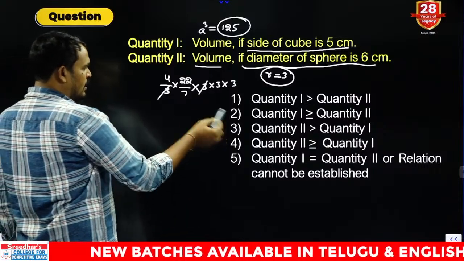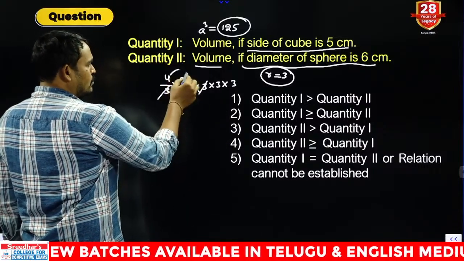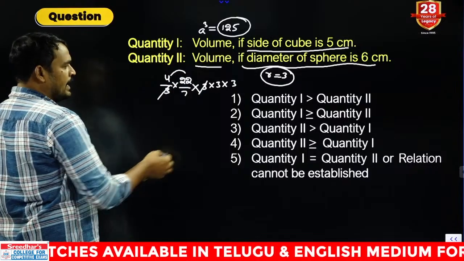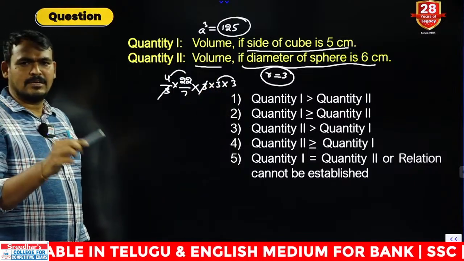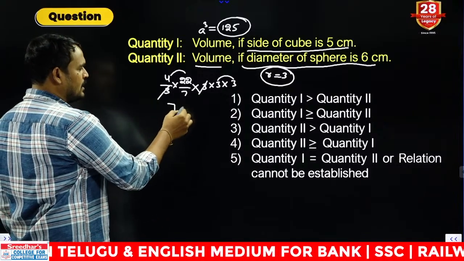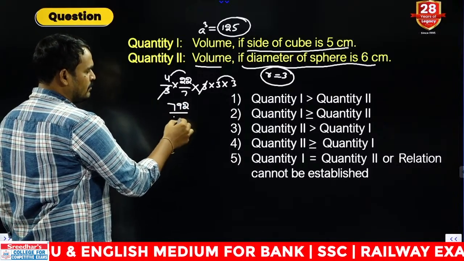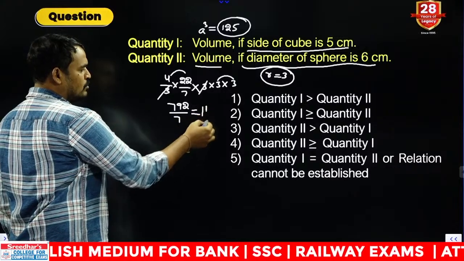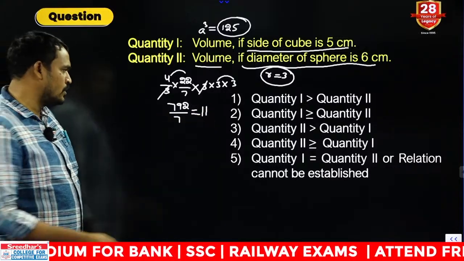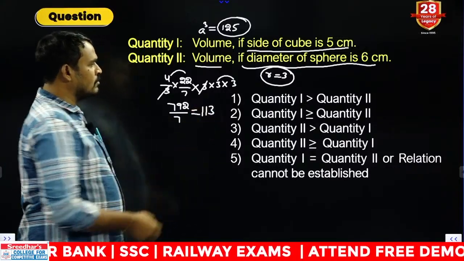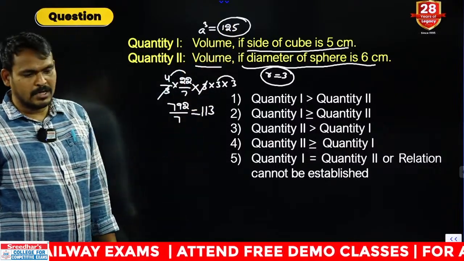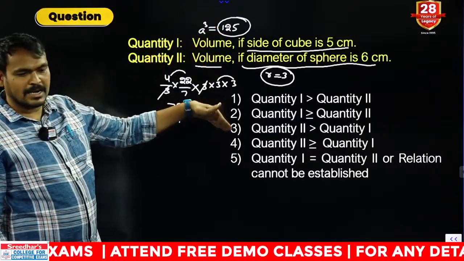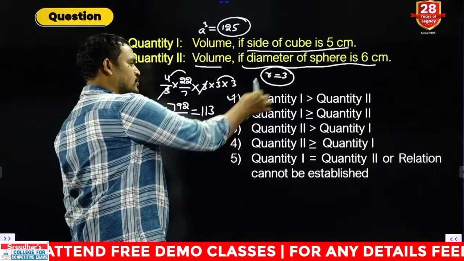And here 4 into 22 how much? 88. 88 into 9 means that is written as 720 plus 72. 792. 792 divided by 7. 7 almost 11 times. What is the remaining? 22. 22 means 3 times or not. Quantity 1 we are getting 125. Quantity 2 we are getting 113. Then quantity 1 is greater than quantity 2. Which option? First one.